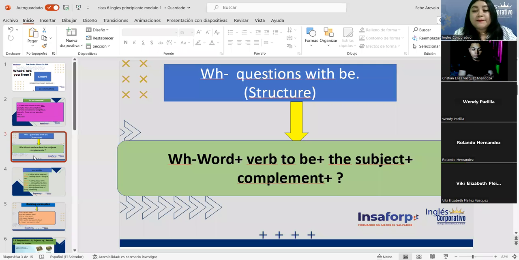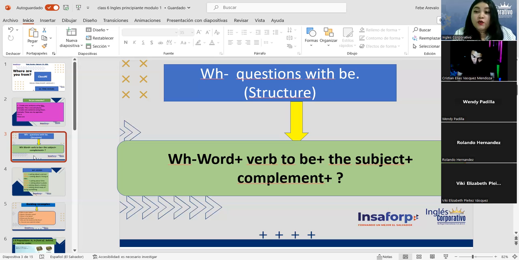WH questions with be. A structure. WH word plus verb to be plus subject plus complement. All right. Si ustedes recuerdan, ya habíamos visto la estructura del verb to be en preguntas, pero eran yes or no questions. Y yo les comentaba que si son yes or no, pues es porque se responden así de corto. Yes, no. All right? And that's it. You don't need more. No se necesita más.